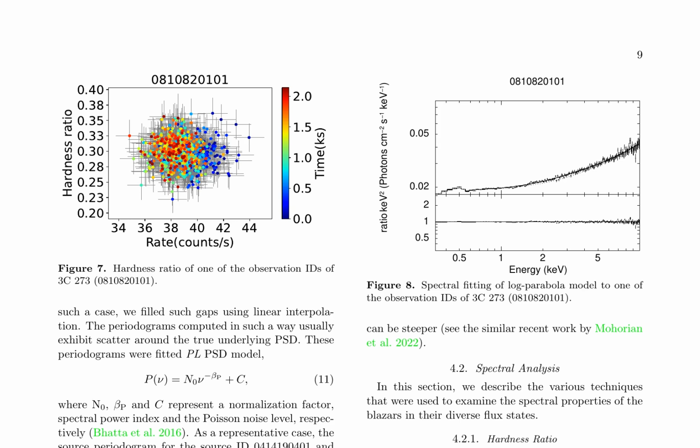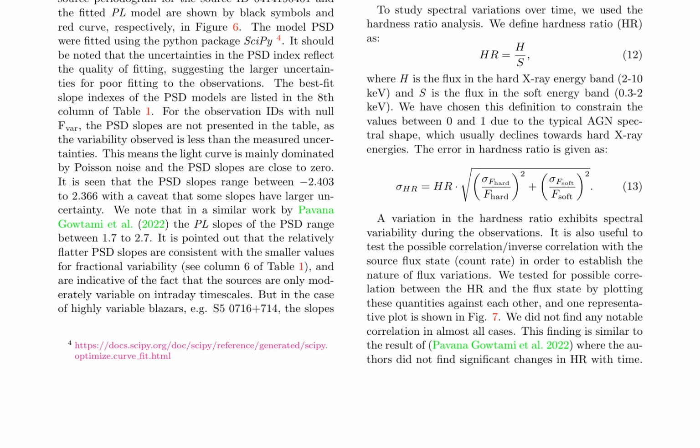In contrast, highly variable blazars exhibit steeper PSD slopes. The authors also present spectral analysis techniques used to examine the spectral properties of blazars in their diverse flux states. Specifically, they discuss the hardness ratio analysis, which is defined as the ratio of flux in the hard X-ray energy band, 2-10 keV, to the flux in the soft energy band, 0.3-2 keV. The error in hardness ratio is computed using equation 13.